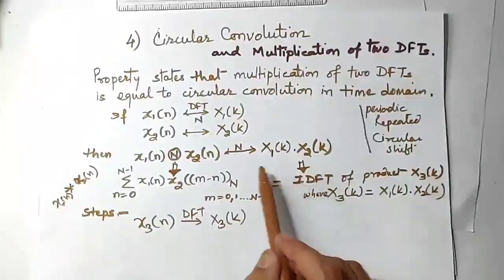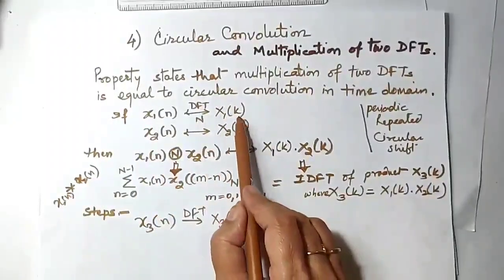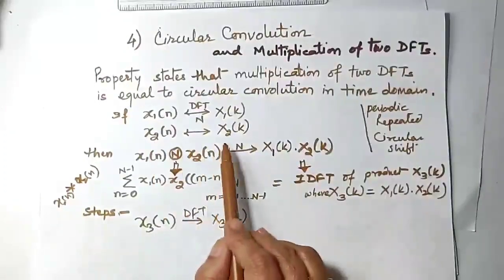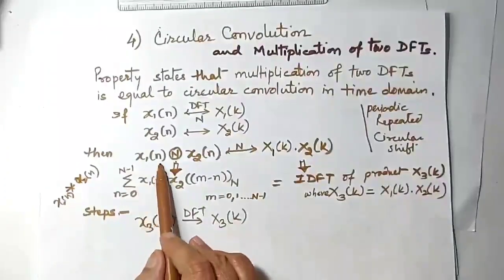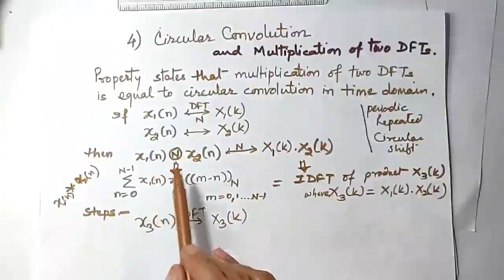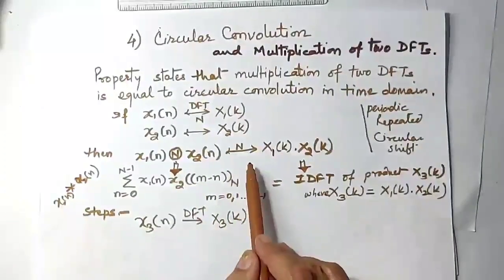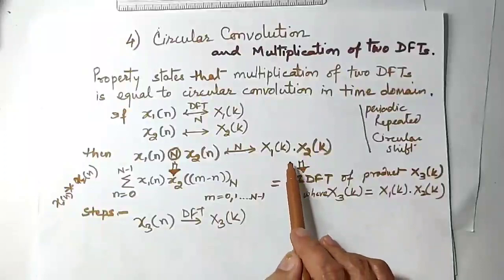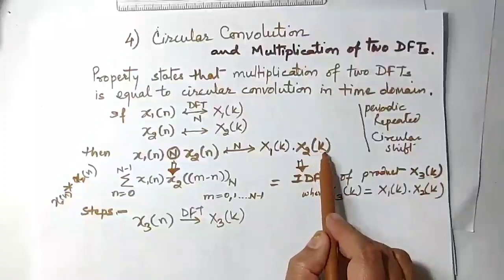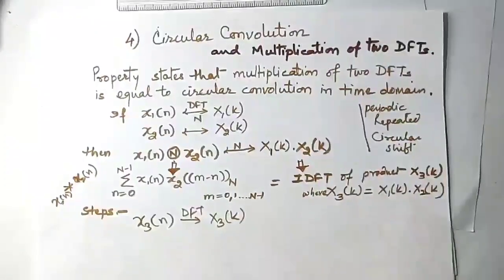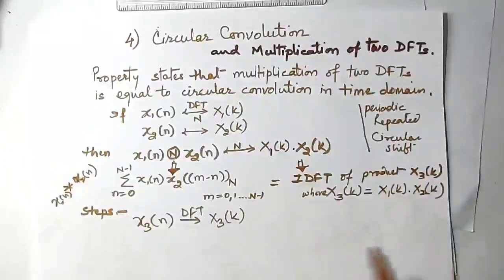Now, one more thing this property says: x1n has DFT x1k, and x2n is a discrete time sequence with n-point DFT x2k with the same length. Then the circularly convolved sequence of x1n and x2n will be equal to the Fourier transform x1k and x2k product, the multiplication of the two DFT sequences. It is so simple. So we can solve this circular convolution to get x3n and x3k as per our requirement.